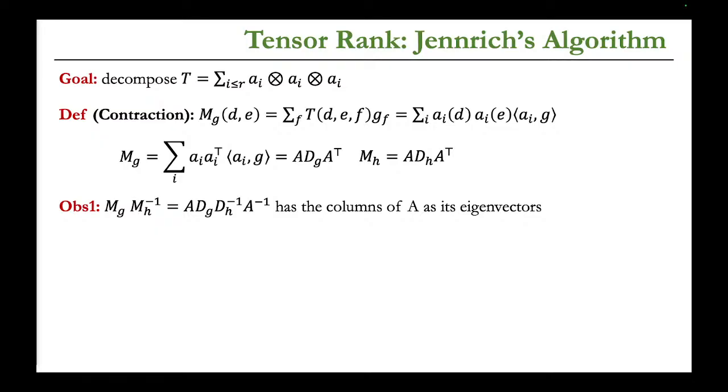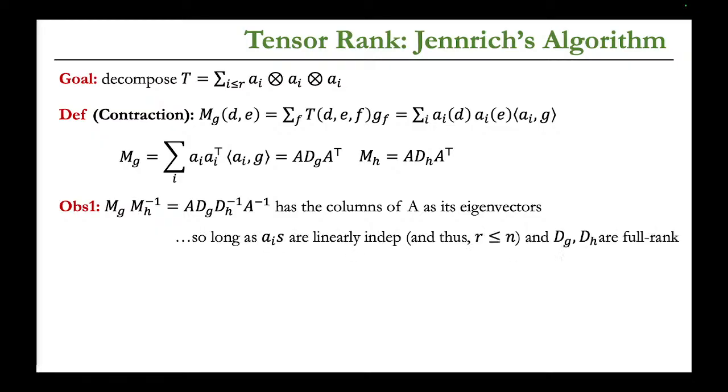Now for this operation to make sense, D_h should not have 0 entries on the diagonal. So we're going to assume that. For this operation to make sense, A should be invertible, which is equivalent to saying that the a_i should be linearly independent. We're going to assume that. So as long as the a_i's are linearly independent, therefore R cannot be more than n, and D_g and D_h are full rank, no 0 entries on the diagonal, this operation makes sense.